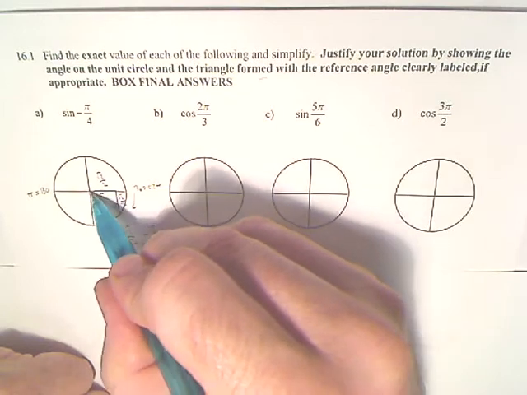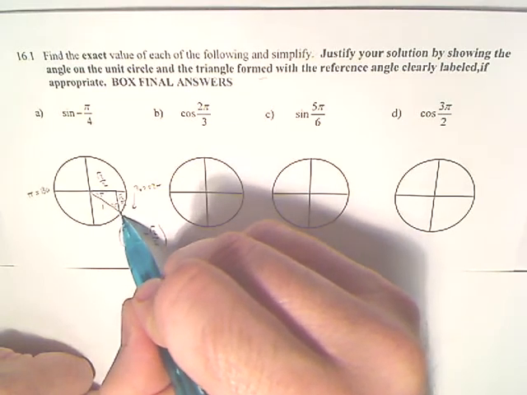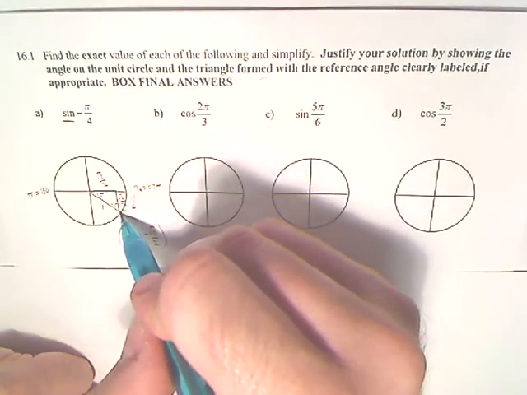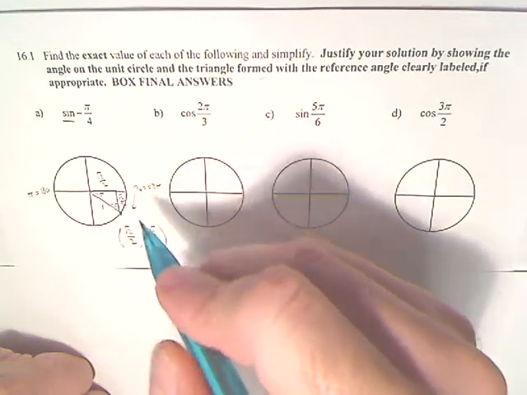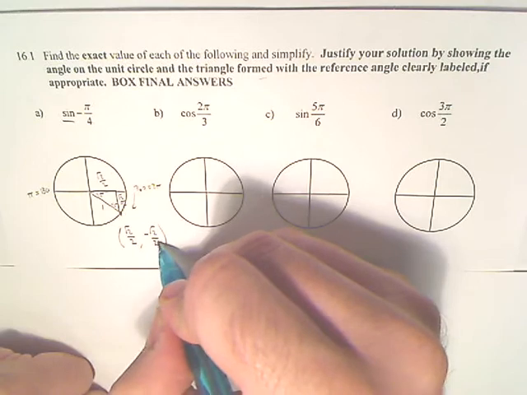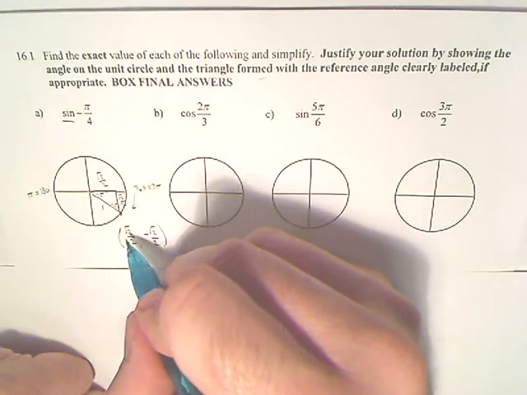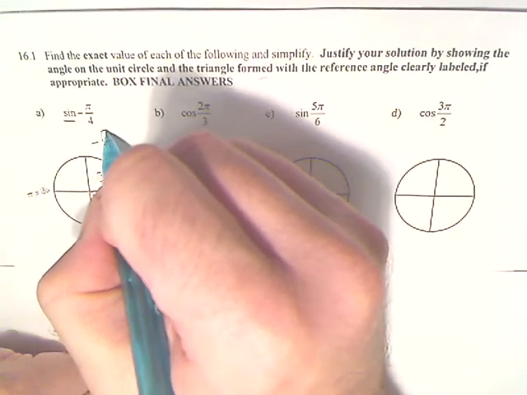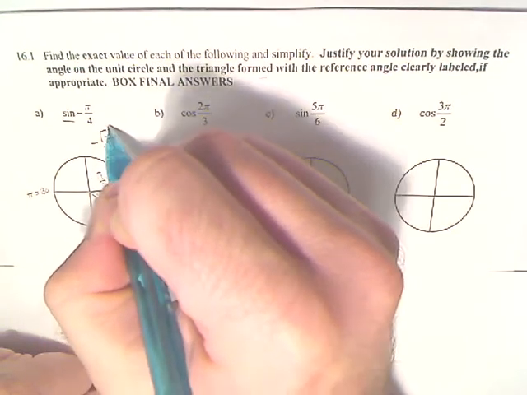That coordinate point is positive, comma, negative. Sine is the solution to the y value of that point. The y value of that point is the negative square root of 2 over 2, as opposed to the x value, which is cosine. So the answer to this problem is negative square root of 2 over 2.